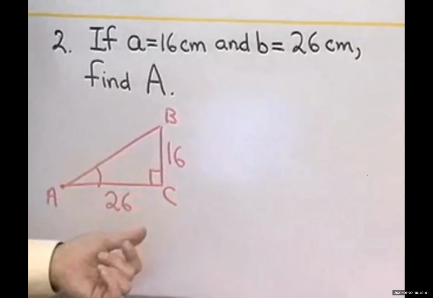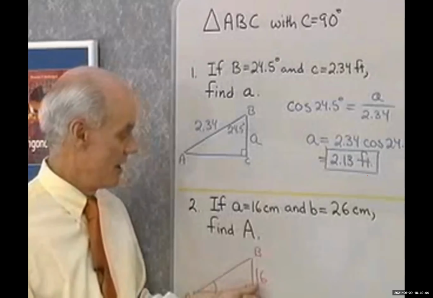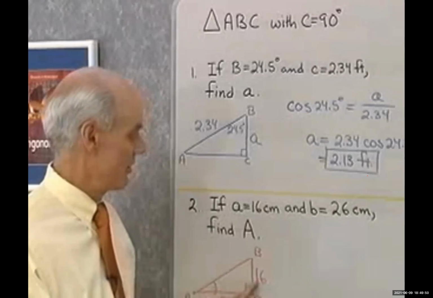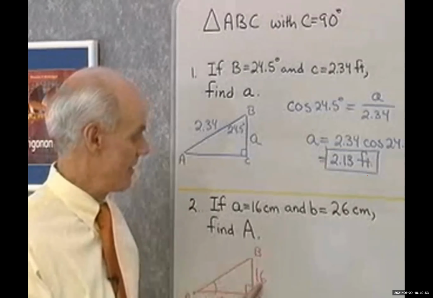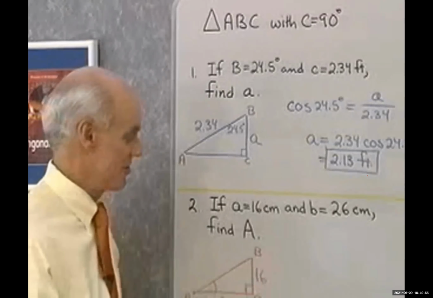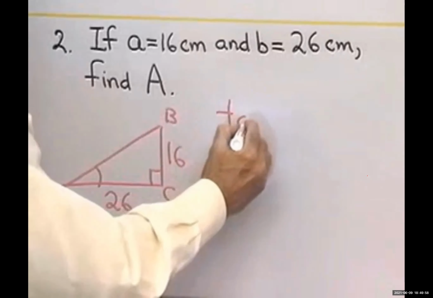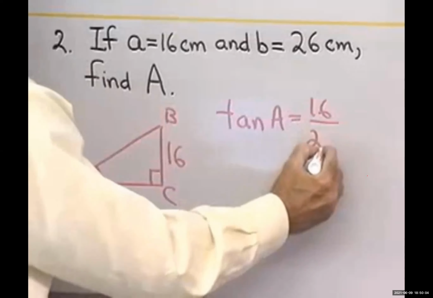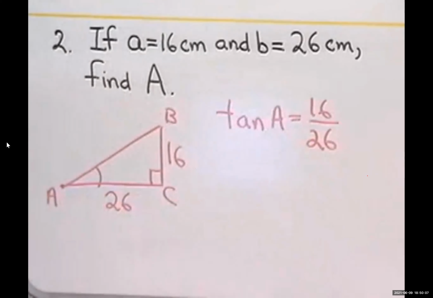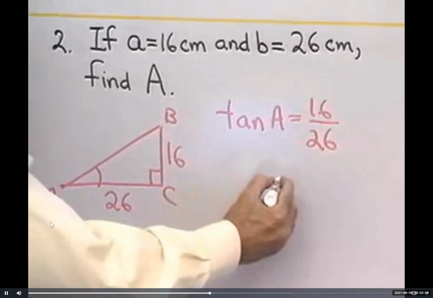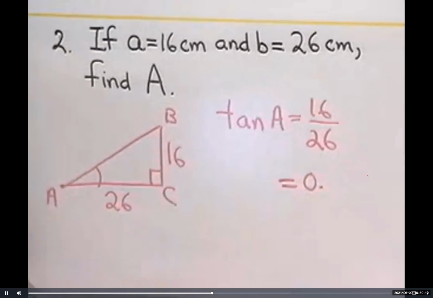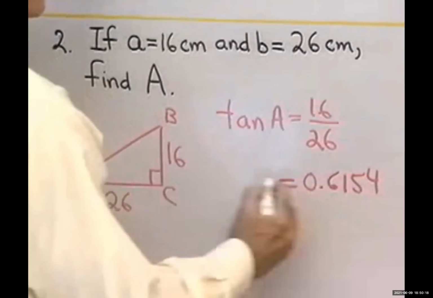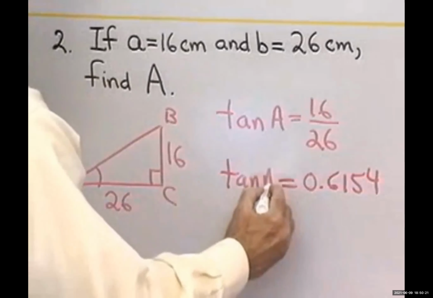So I have to ask myself now, with respect to this angle and these two sides, what trigonometric function relates all three of those? Well, with respect to this angle, this side is opposite and this side is adjacent. So I have opposite, adjacent, I must be talking about the tangent function. So I'm going to write down that the tangent of angle A is the side opposite, 16, divided by the side adjacent, which is 26. Okay, I do the arithmetic there, and I'll show you to four significant figures. That comes out to be 0.6154. And that's my tangent of angle A.